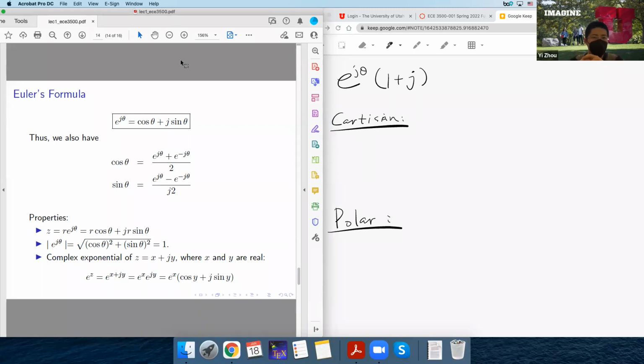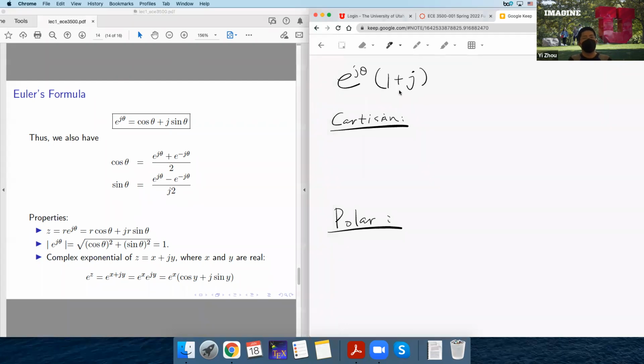Okay, so for the Cartesian form, do you have any ideas? We have e to the power of j theta, which is a standard complex exponential, multiplied by 1 plus j. So this is close to the Cartesian form already, but it is multiplied by a complex number. So do you have any ideas on this? Yes.